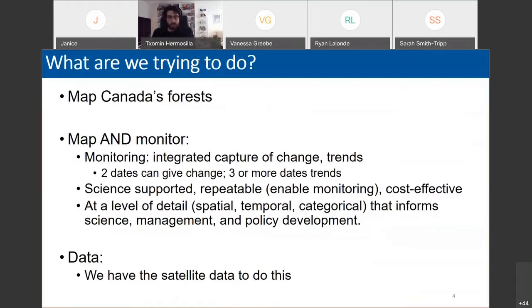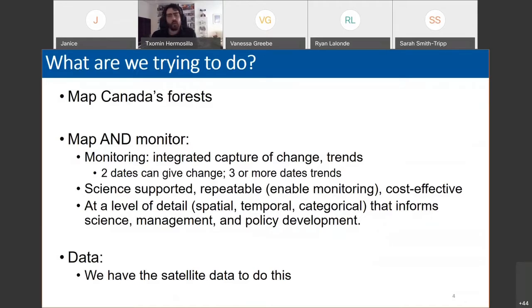We use science-supported methods. We assess our methodologies, we produce statistical validation, and we make these methods repeatable, so you can produce maps through time, and cost-effective. So the value of applying these methods is also economical. We produce information at a level of detail that includes spatial, temporal, and categorical, that is informative not only for science, but also for management and policy developers.